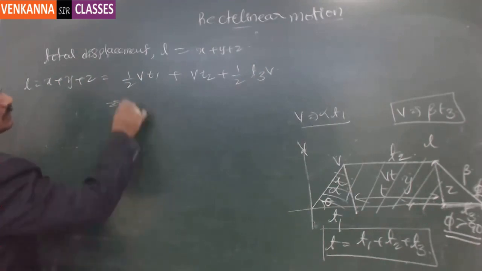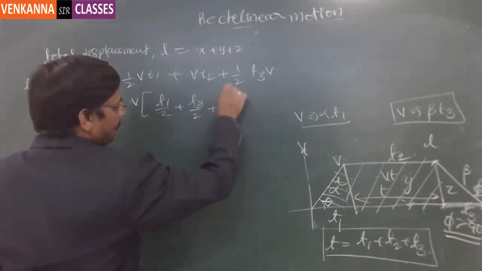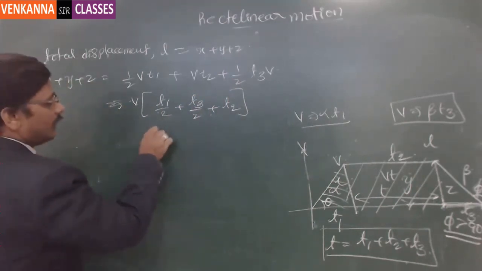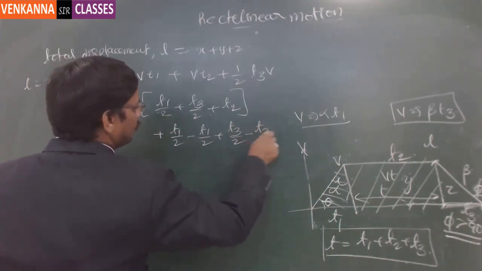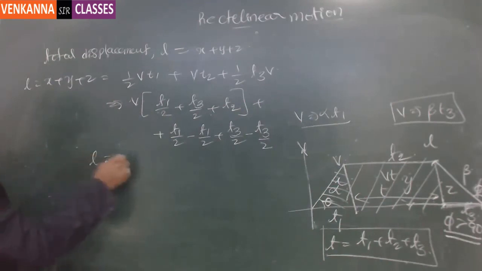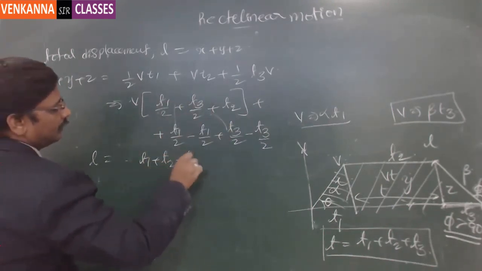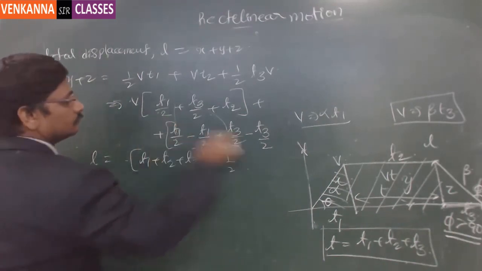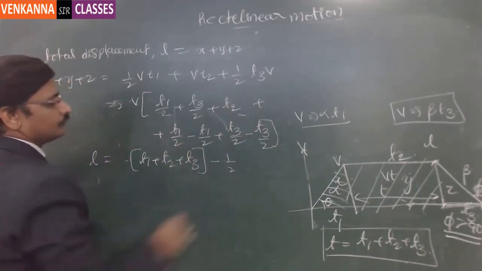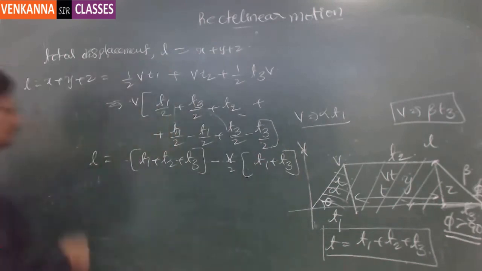Now from here, if you take out v, then it is t1 by 2 plus t3 by 2 plus t2. For this, what I will do is add t1 by 2 and subtract t1 by 2, and again add t3 by 2 and subtract t3 by 2. Now L is equal to, if you add these terms, t1 plus t2 plus t3, the total time, minus half of v times t1 plus t3. So this is t1 plus t2 plus t3. Got it? So this is the total length value.